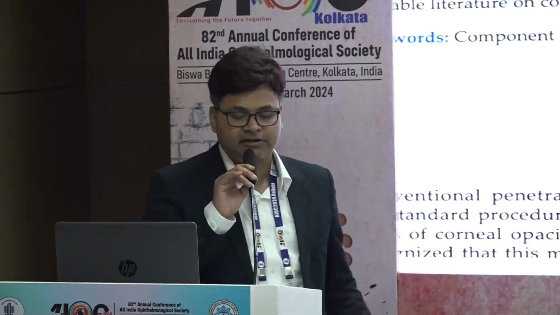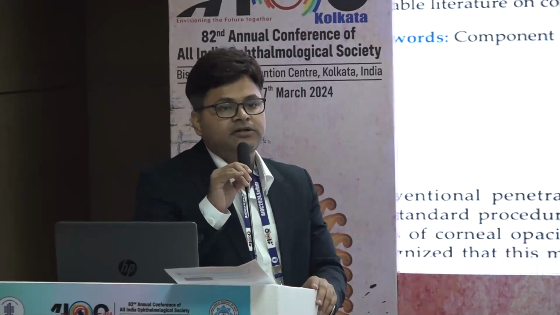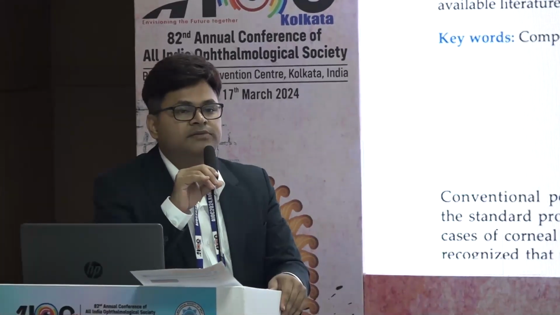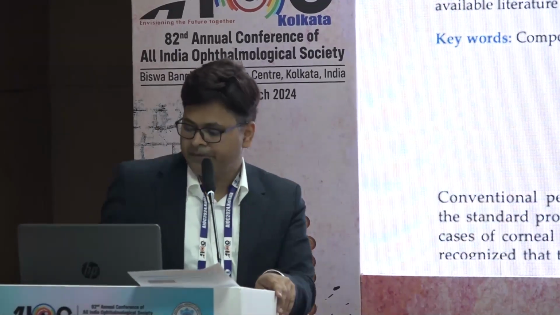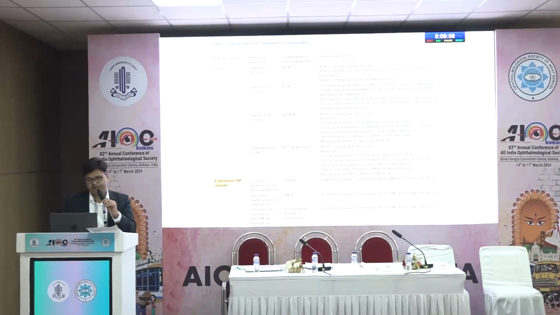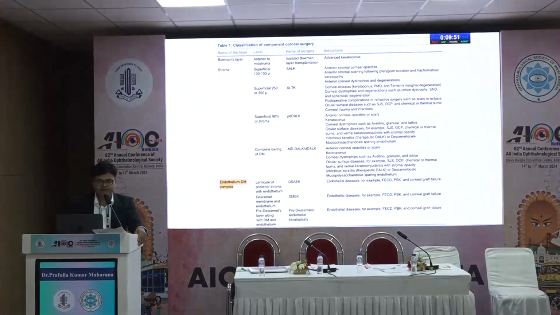So what is DSEK or endothelial keratoplasty? It's basically component corneal surgery. What is component corneal surgery? Cornea has 5 layers, or if you add Dua's, it becomes 6 layers. So every layer can be a source of transplant to the host. That was the concept of component corneal surgery. So as you can see in this picture, only DMEK, only Descemet membrane can be transplanted. So this is the classification of component corneal surgery.